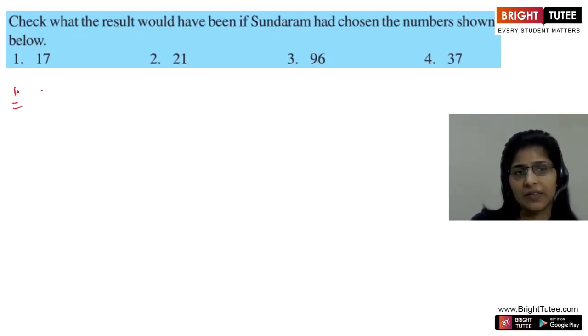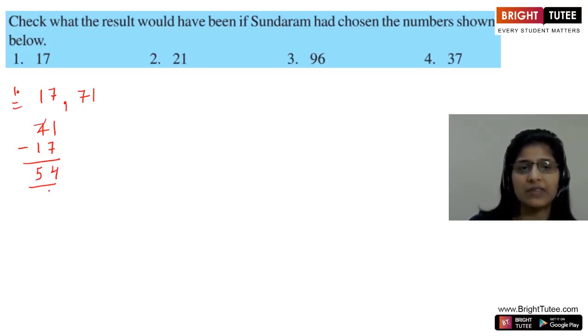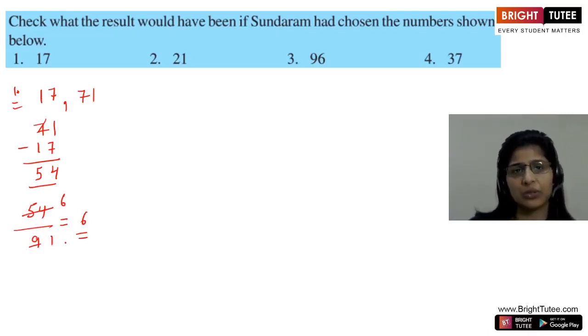In the first one we are given 17. What will be the reverse? Reversing the digits, what will be the number? It will be 71. From 71 we have to subtract 17. From the greater one, the smaller one. So now 11 minus 7, here you will be left with 4 and then you are left with 6 minus 1 is 5. You get 54. Is it divisible by 9? 54 divided by 9. 9 sixes are 54. Yes, it is exactly divisible by 9. So it is applicable to this.